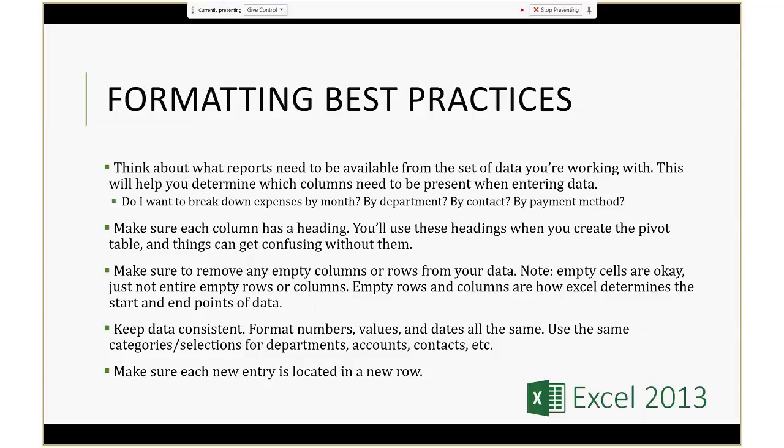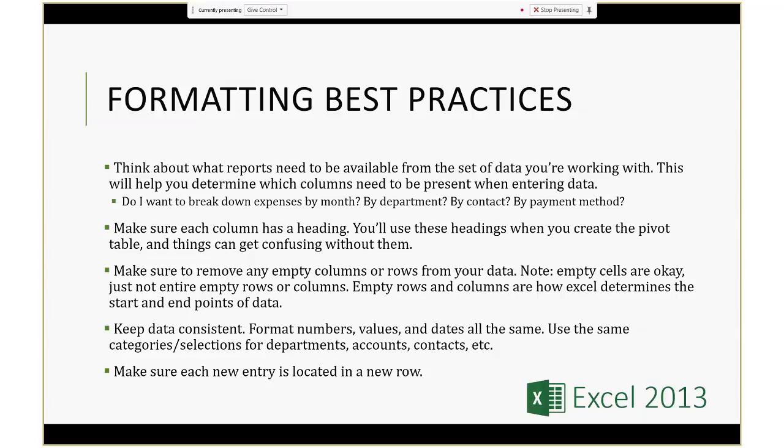So, for example, do you want to be able to break down expenses by month? If so, you'll probably need a date column. Do you want to break them down by department? If that's a yes, then you need a column that identifies what department was making the sale or doing the expenditure. Do you want it broken down by the contact for the department, or by the payment method? These are all things you'll want to ask yourself so that you get those columns in place before you generate reports, because it's a lot easier than having to go back and enter that information.